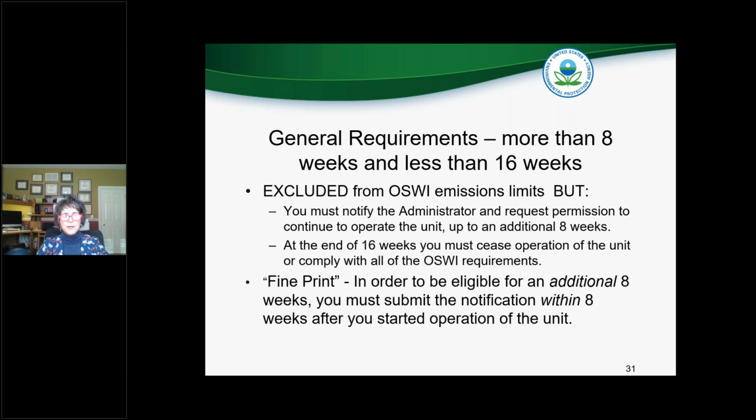And I'm going to go ahead and talk a little bit about the fine print here. So in order to be eligible for the additional 8 weeks, you have to submit the notification within the first 8 weeks after you started operation of the unit. So if you remember on the previous slide, you don't have to keep any records or make any reports or get a Title V permit.